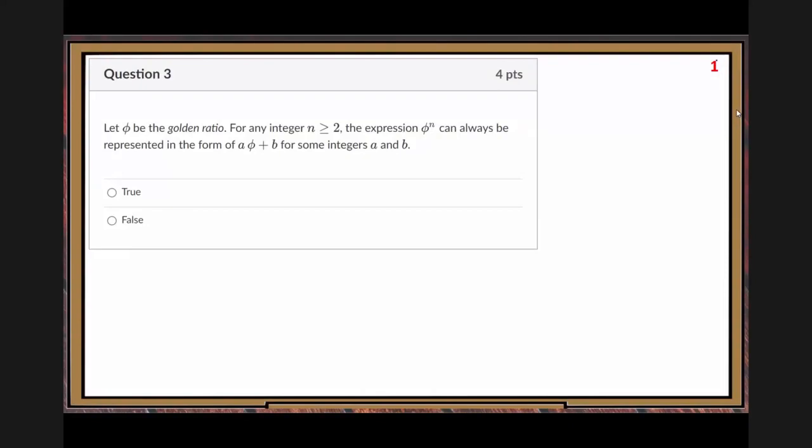Question number 3, this phi one. Relatively harder. So, let me explain. Golden ratio expression, phi to the m. This expression can always be represented in the form of integer a phi plus b. Answer is true. But here I want to show you why answer is true.